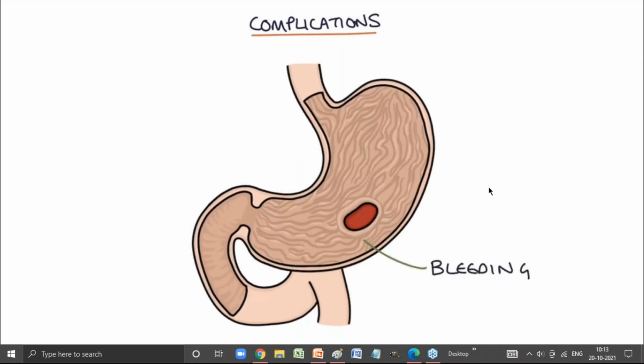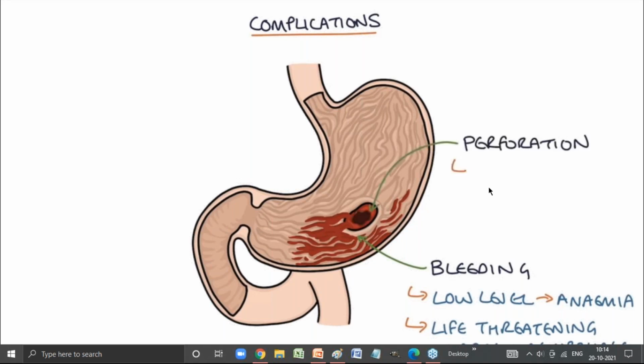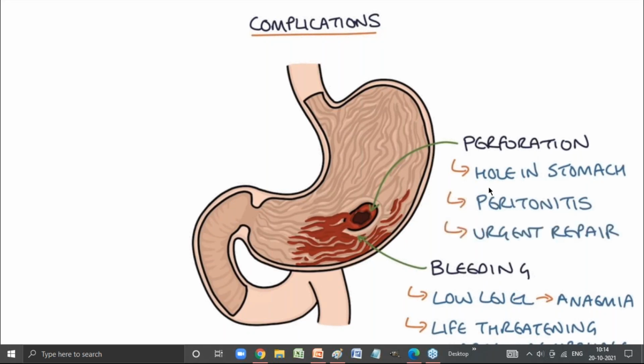The first is bleeding from an ulcer, and this is relatively common. It can either be low-level bleeding that leads to a chronic iron deficiency anemia, or potentially it could be a life-threatening large hemorrhage, so it could potentially be quite a serious complication. The next complication is perforation, and this is where the ulcer creates a hole in the stomach, and fluid from the stomach can leak out into the peritoneum, and this causes peritonitis and an acute abdomen. This is an emergency and requires urgent surgical repair, usually laparoscopic or by keyhole surgery.